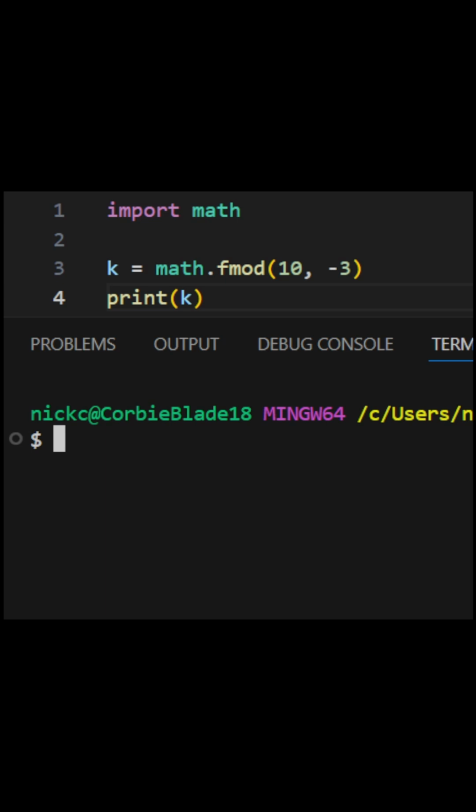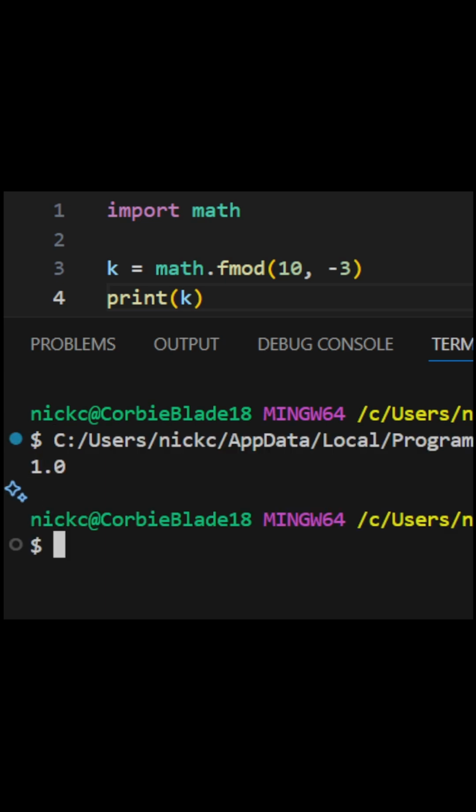As we can see, the result is the same sign as the dividend. If we now compute 10 modulo minus 3 with the math.fmod function, we get 1.0. As we can see, the result is the same sign as the dividend again.